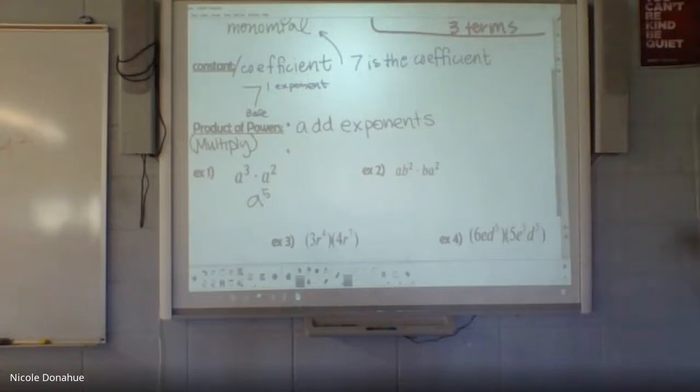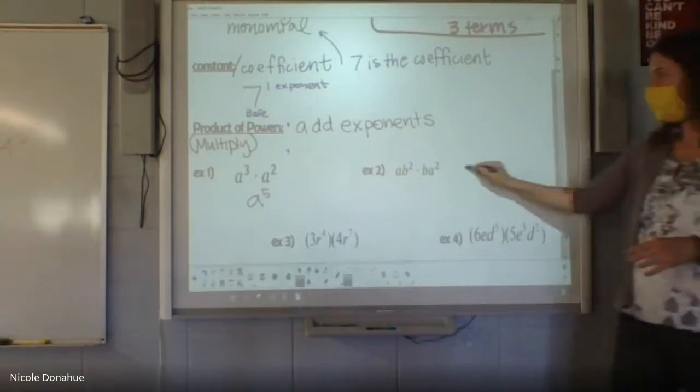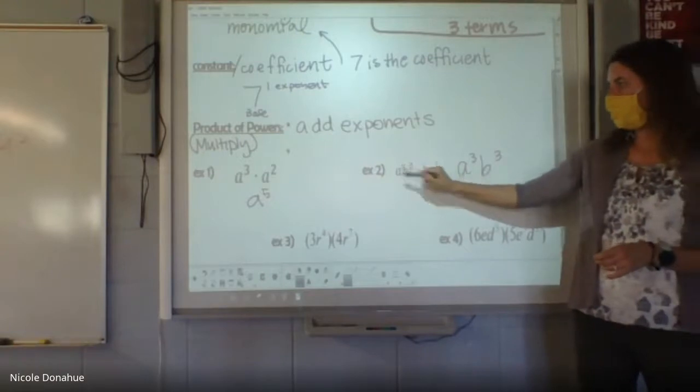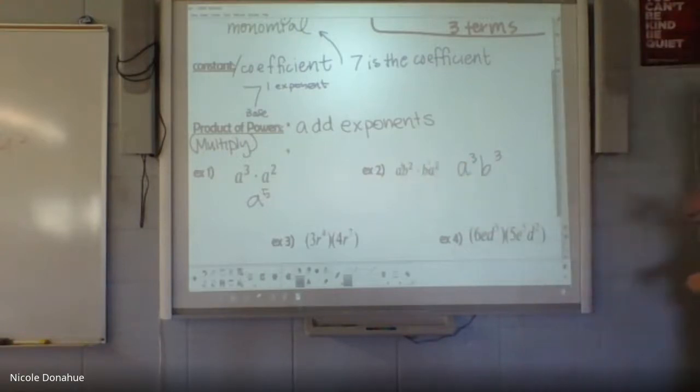I've got example 2 there. A cubed and B cubed. Because again, we assume there's a 1 there if they don't write it. So 1 plus 2 is 3, 2 plus 1 is 3. So we get a to the third and b to the third.